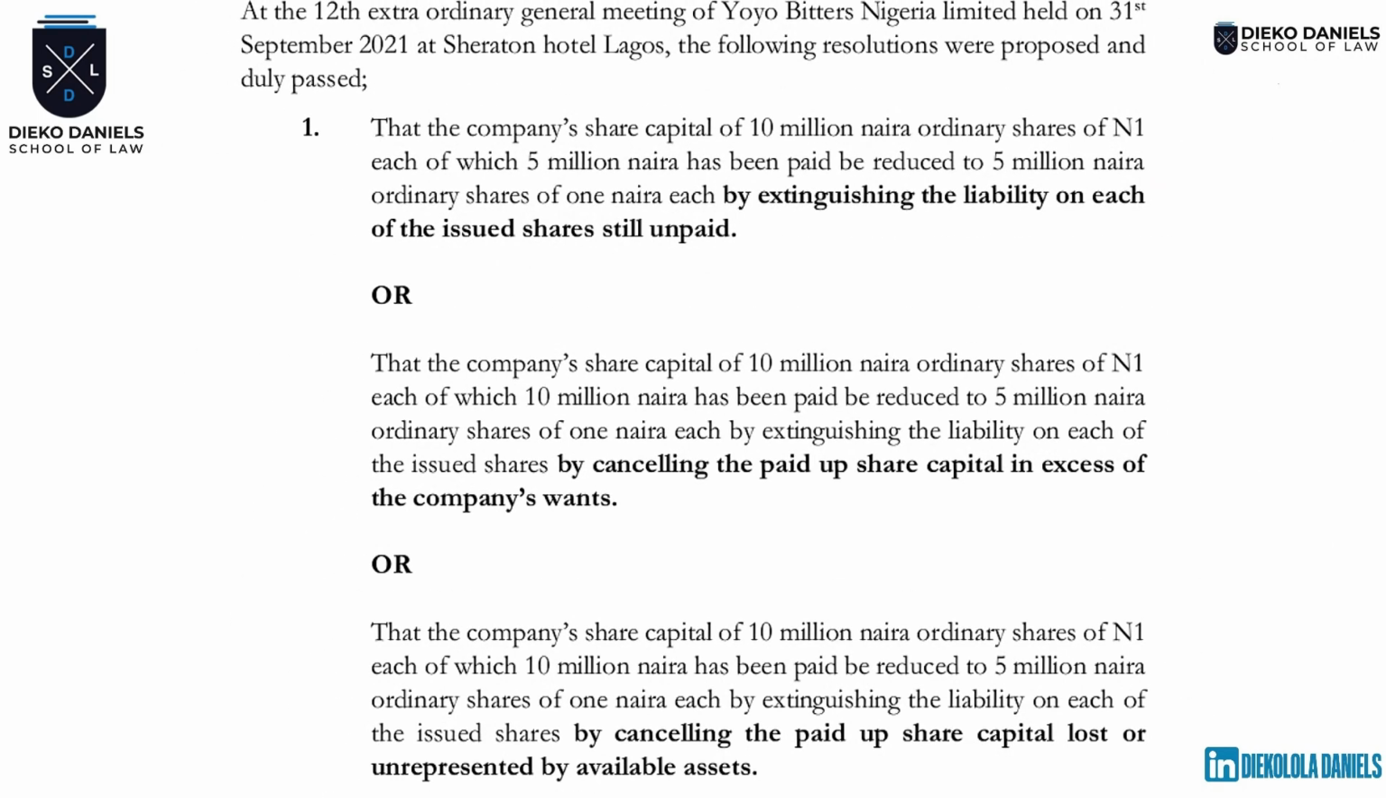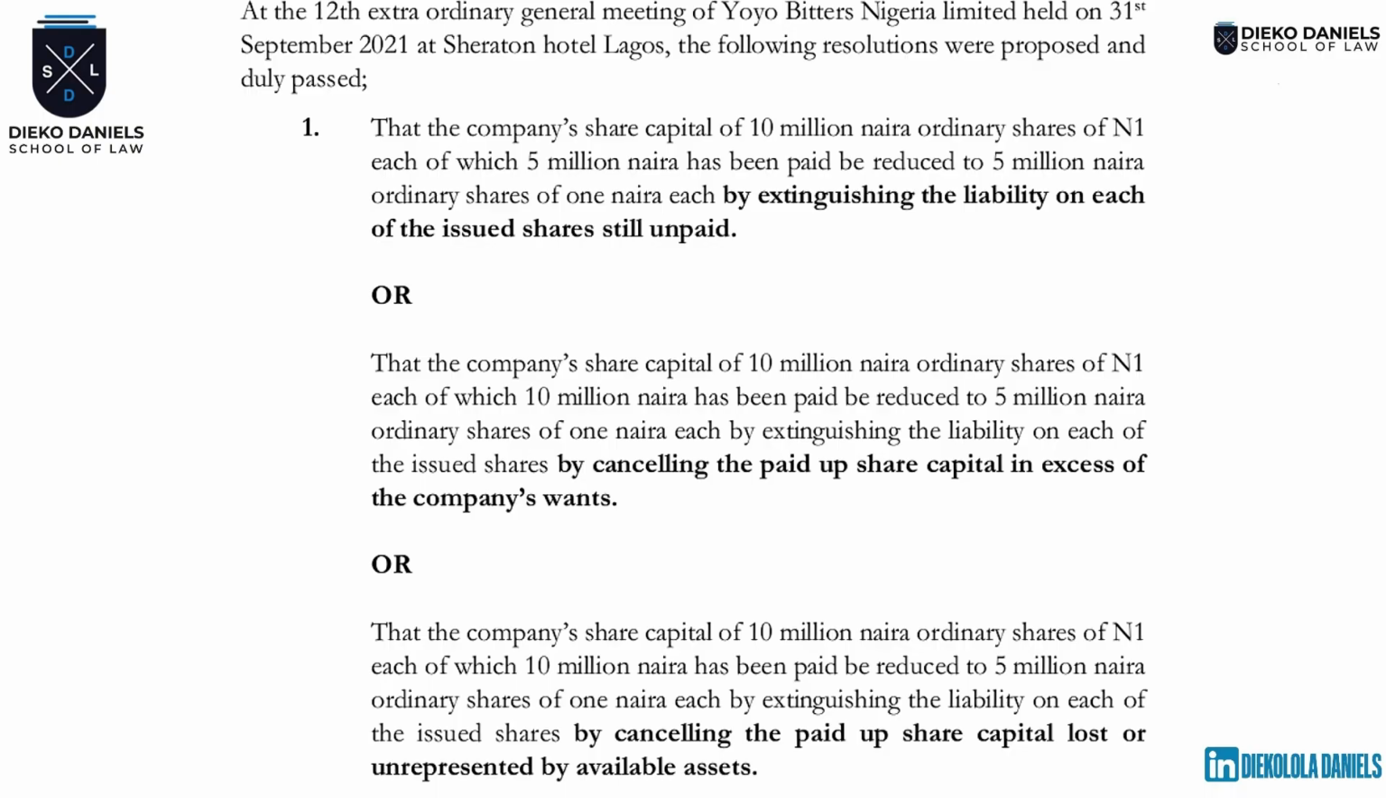Now, number one, that the company's share capital of 10 million naira ordinary shares, of which 5 million has been paid, be reduced to 5 million naira ordinary shares of 1 naira each by extinguishing the liability on each of the issued shares still unpaid. Who can tell me the area of section 131? Is it section 131A, section 131B, or section 131C? It is section 131A.